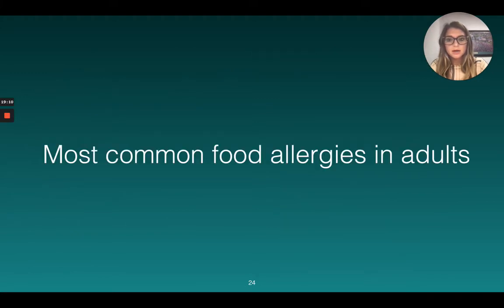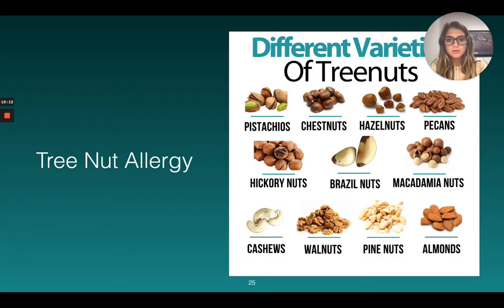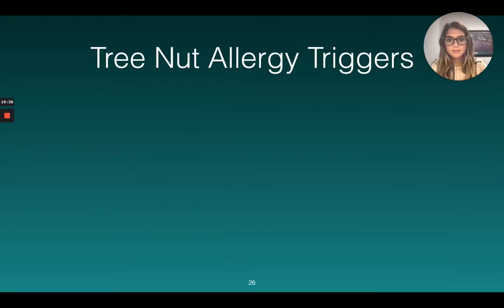So we're going to discuss the most common food allergies in adults. As I mentioned, tree nut allergy. There are a wide variety of tree nuts. So pistachios, chestnuts, hazelnuts, pecans, hickory nuts, Brazil nuts, macadamia nuts, cashews, walnuts, pine nuts, and almonds. So a large amount of tree nuts are going to be a part of that tree nut allergy.